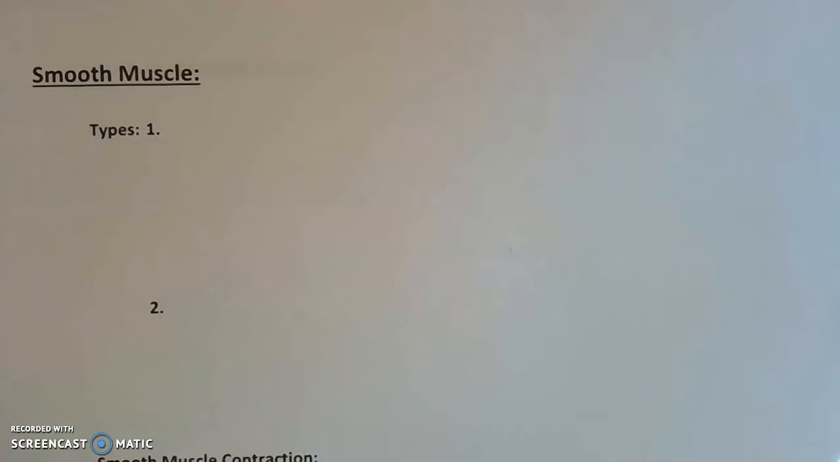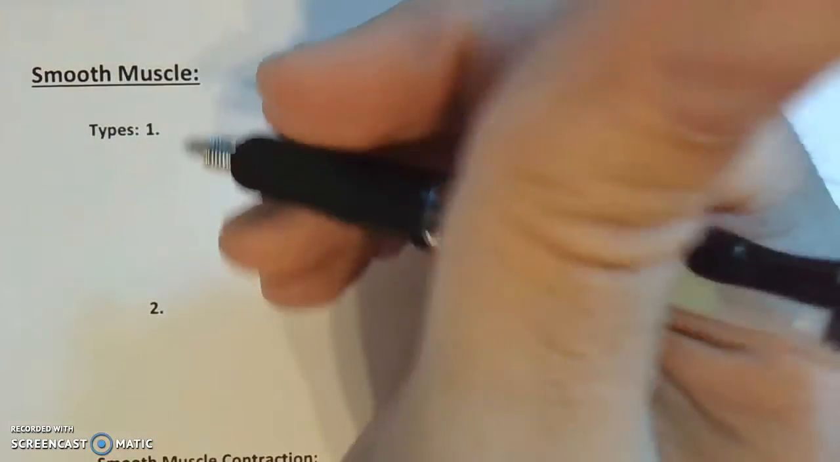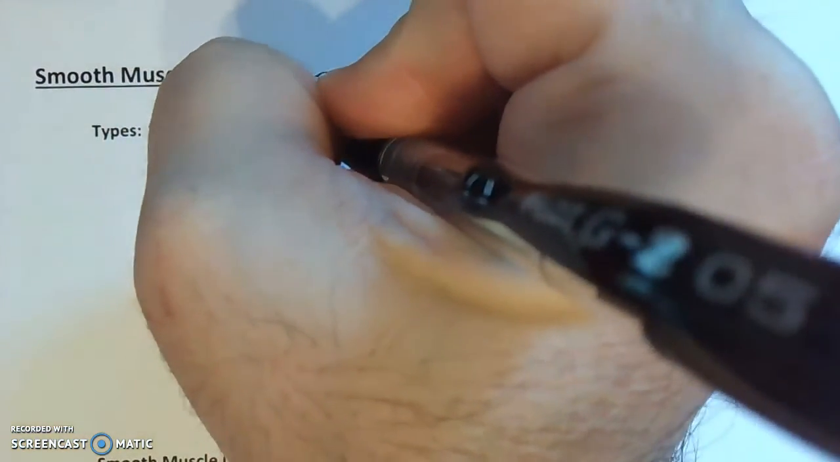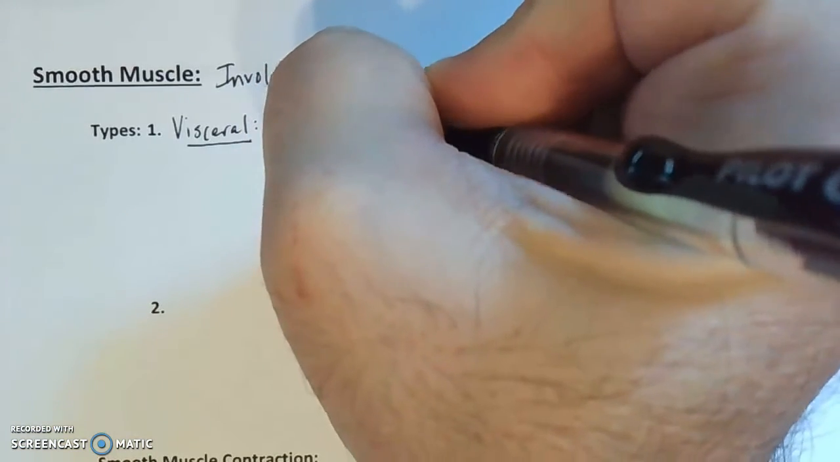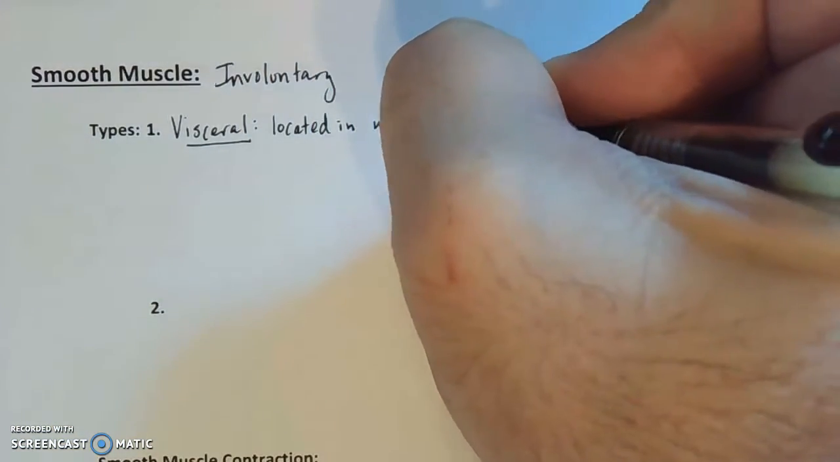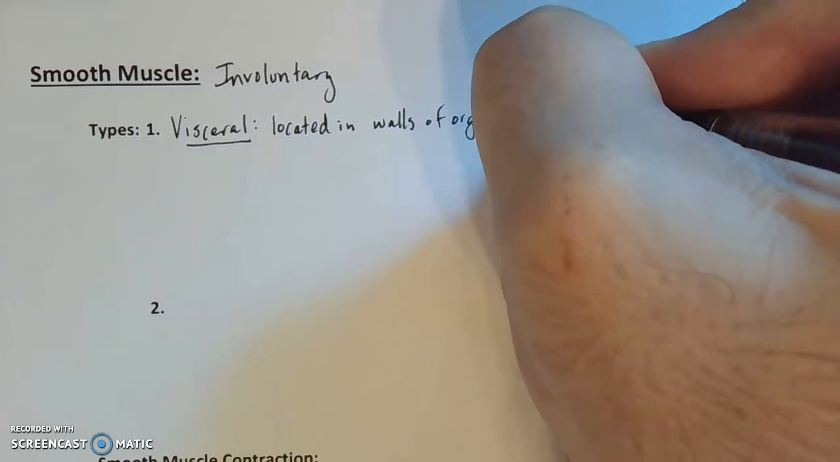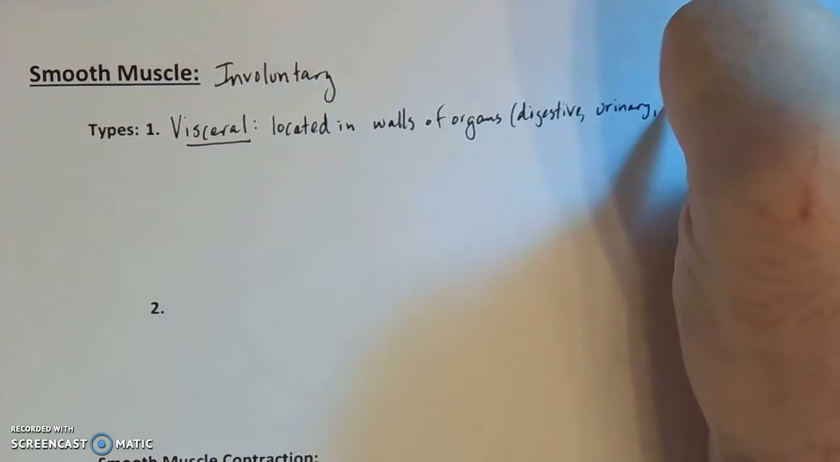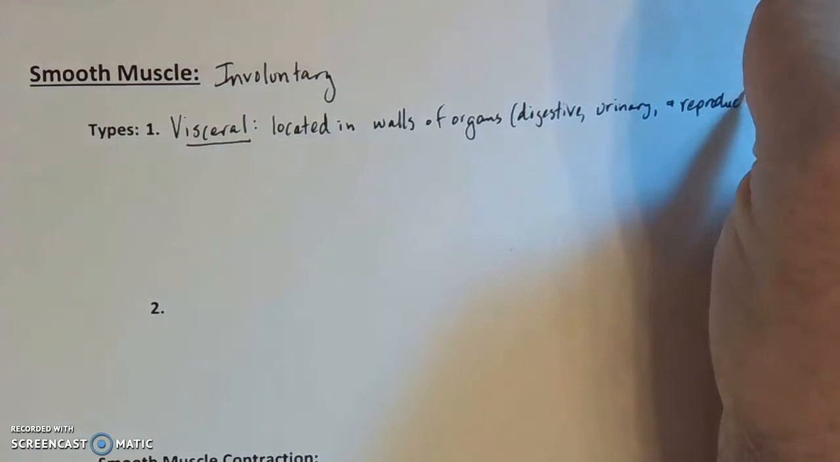So, we're going to talk about the types of smooth muscle. And remember, smooth muscle is involuntary, which means that we don't have voluntary control over it. So the first type of smooth muscle is called visceral. This is located in the walls of organs, and that would be in the digestive, urinary, and reproductive systems.